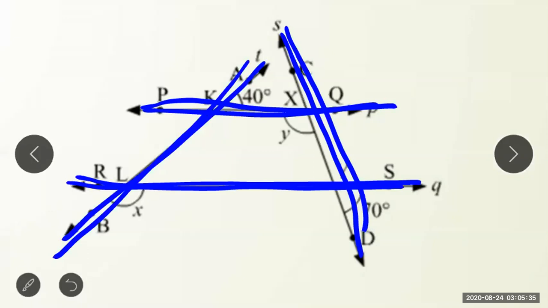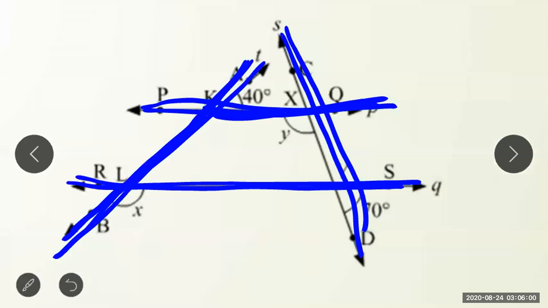If all lines are intersected, what is our next step? AB is a straight line, and ray KQ stands on it. This is our AB, a straight line, and ray KQ stands on it. Which ray is standing on this line? That is KQ.